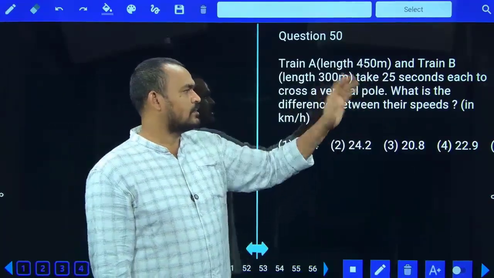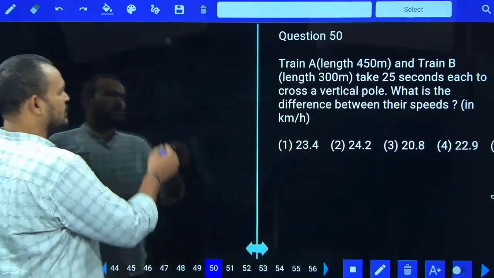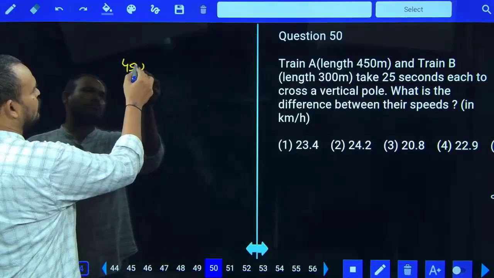In the first case, when the train passes a pole, the total distance is the first train's length. In the second case, when the train passes a vertical pole, the total distance is only the second train's length. In the first case, the length of the first train is how much? 450.